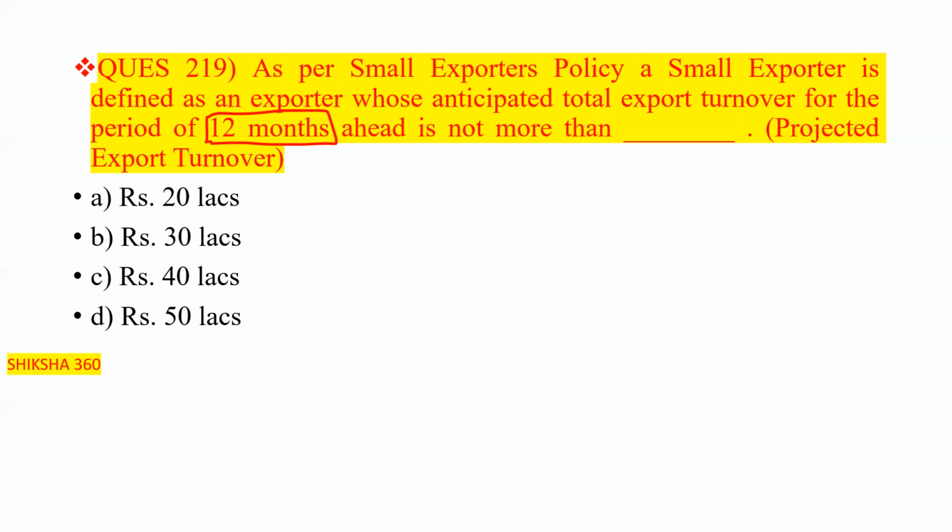As per the small exporter policy, a small exporter is defined as an exporter whose anticipated total export turnover for the period of 12 months ahead is not more than 50 lakhs. Option D is the answer here. That is, it is not more than 50 lakhs. So option D is the correct answer.